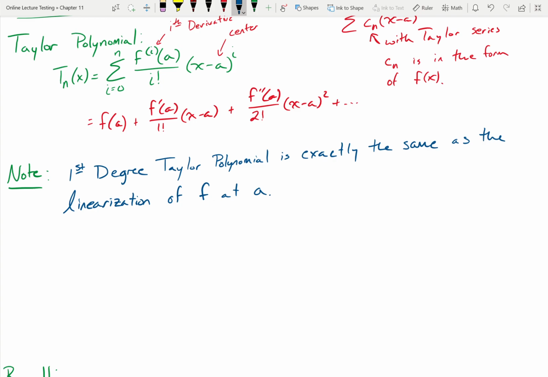Now, again, with linearization, the further that you get away from your center or from that point, the worse that approximation is going to become. And so that's something we are actually going to address in this situation as well. So for notation, T sub 1 of x is equal to f of a plus f prime of a times x minus a, which is equal to the linearization at that point.